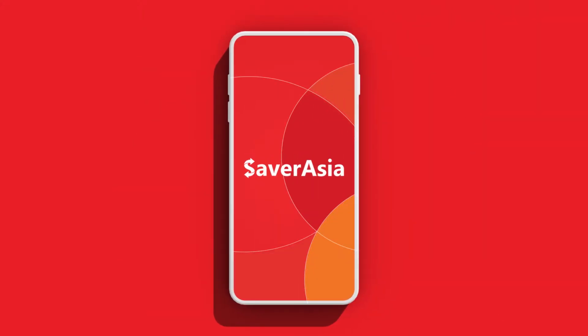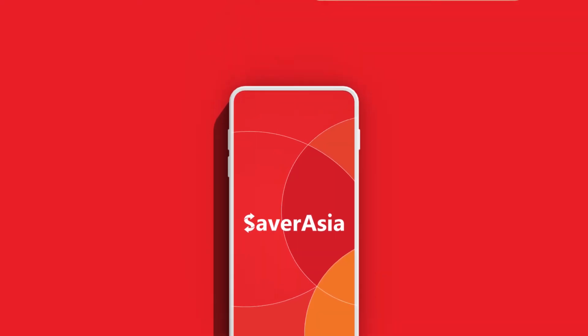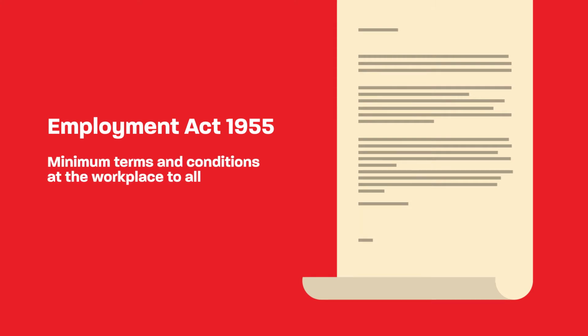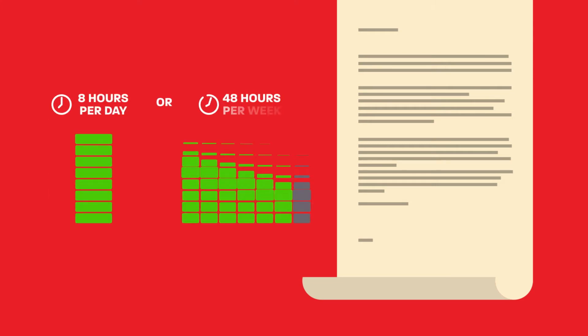This video is a guide on how the Overtime Calculator app can be used to help you verify if your overtime is paid in accordance with the law. The Employment Act 1955, which provides minimum terms and conditions at the workplace to all workers in Malaysia, defines standard working hours as 8 hours per day or 48 hours per week.